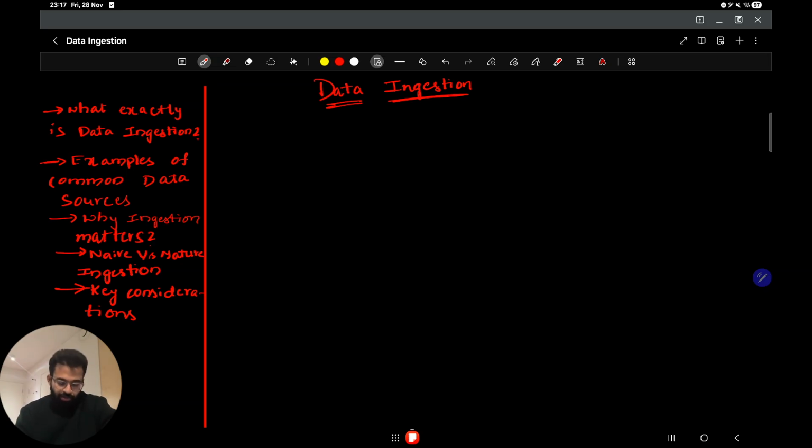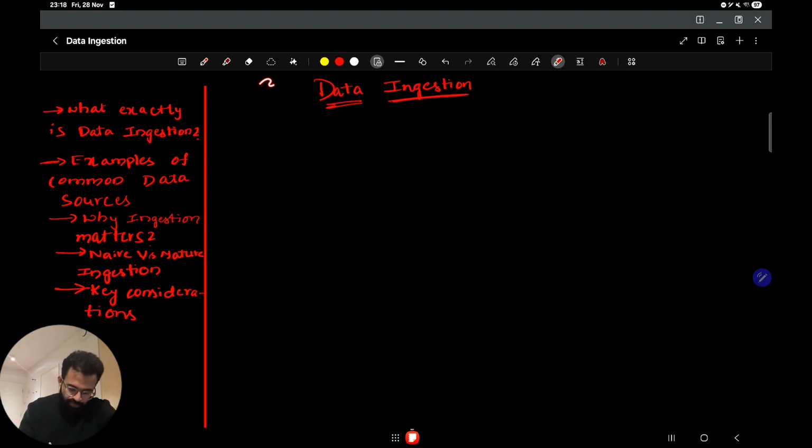So today, let's dig deep into data ingestion and understand what exactly data ingestion is, what the examples of common data sources are, and why ingestion matters. Then let's understand the differences in approaches between naive and mature data ingestion, and conclude by talking about key considerations. So, starting with the first one.